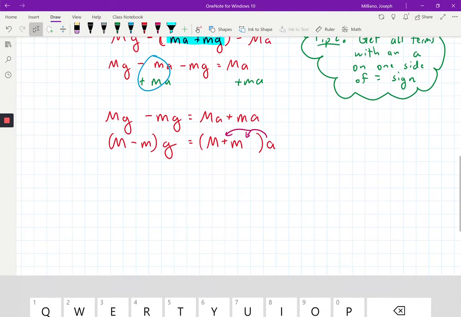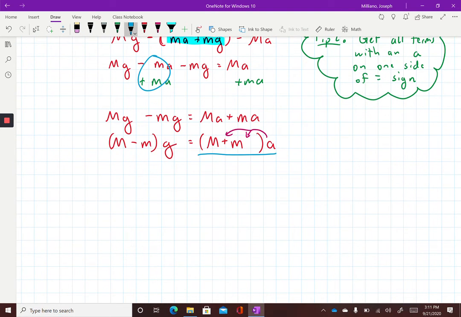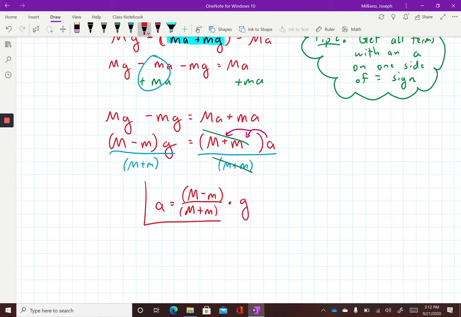So our last step then is to divide each side by big M plus little m, the sum of the masses. And we get that this coefficient on a, big M plus little m, cancels out, and we are left with an expression for the acceleration: a equals big M minus little m divided by big M plus little m multiplied by little g.